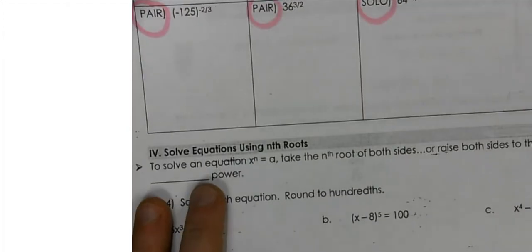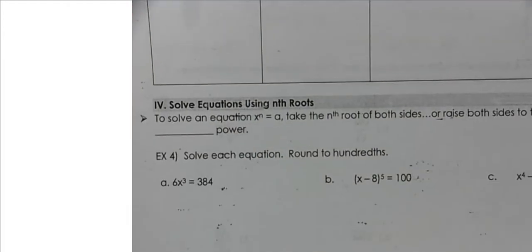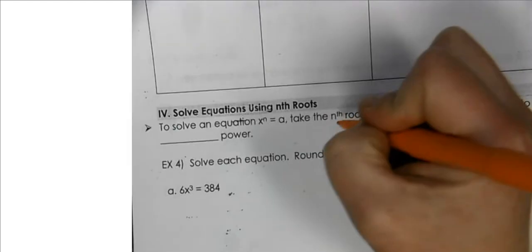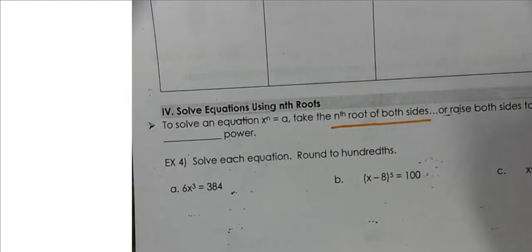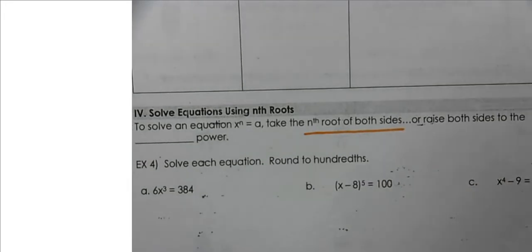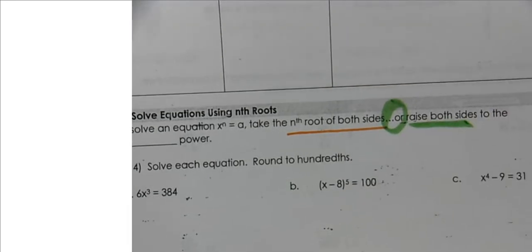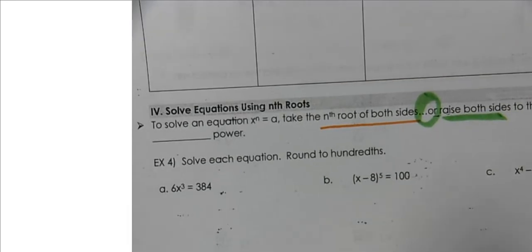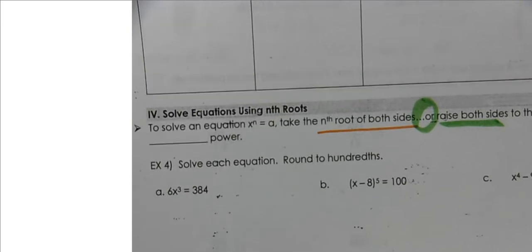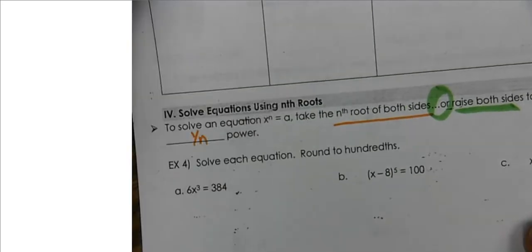So to solve an equation of x to the nth power is equal to a, you could take the nth root of both sides, just like I just showed you in our previous set of problems. Or you can raise both sides to the reciprocal power, or the 1 over nth power. So what does that look like?